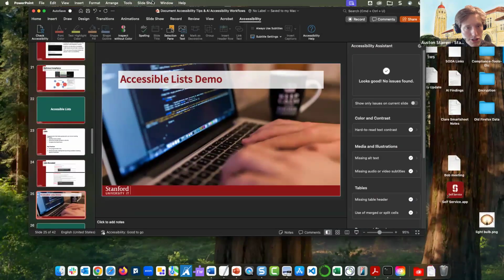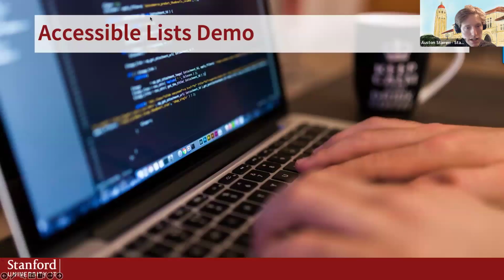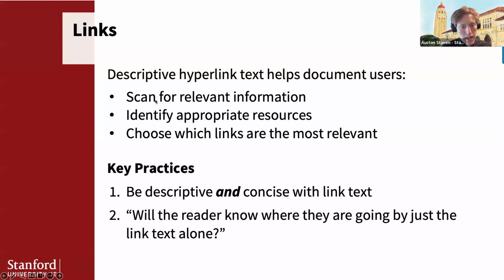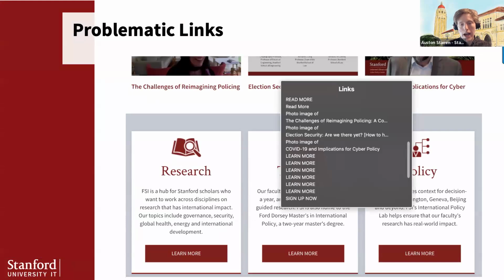If we jump over to talking about descriptive links, it's important to be providing a descriptive link. So you don't want a long URL or something generic like click here, but usually about 2 to 5 words that identifies where that link is going. You want to be asking the question, will the reader know where they are going by just the link text alone? So I have this example here of some problematic links.